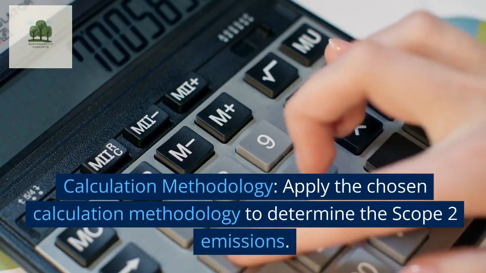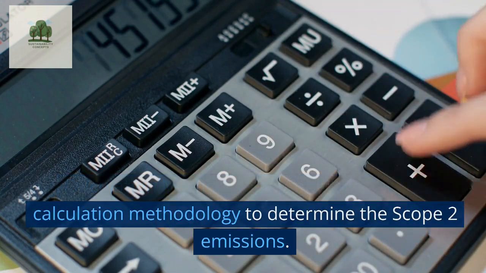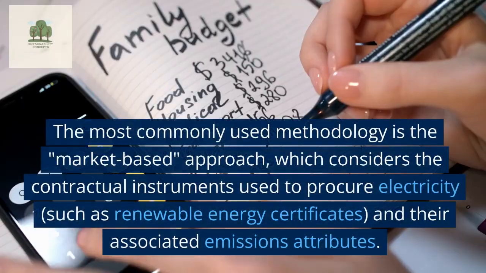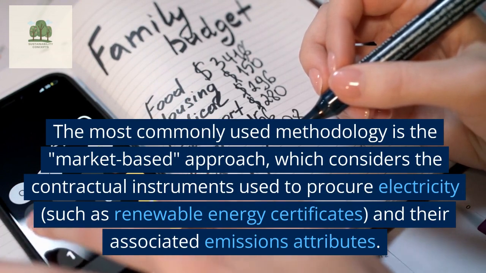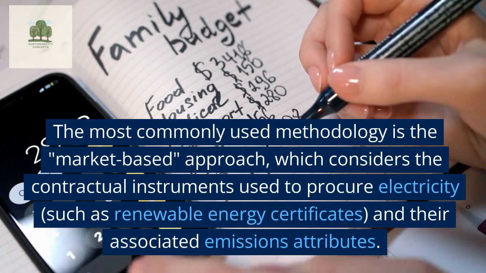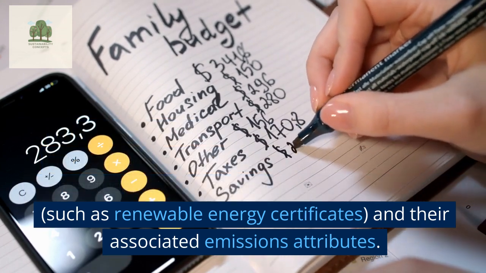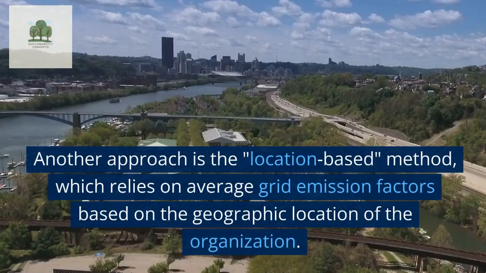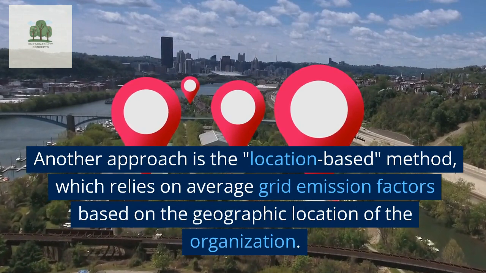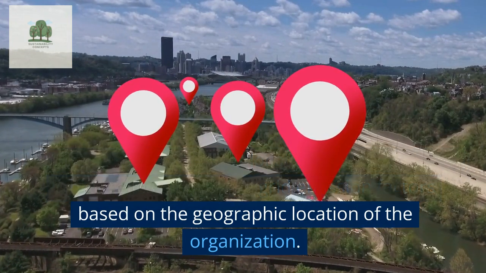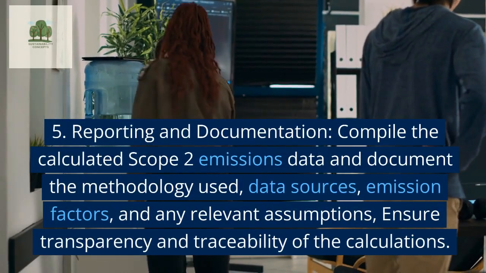4. Calculation methodology. Apply the chosen calculation methodology to determine the Scope 2 emissions. The most commonly used methodology is the market-based approach, which considers the contractual instruments used to procure electricity, such as renewable energy certificates, and their associated emissions attributes. Another approach is the location-based method, which relies on average grid emission factors based on the geographic location of the organization.